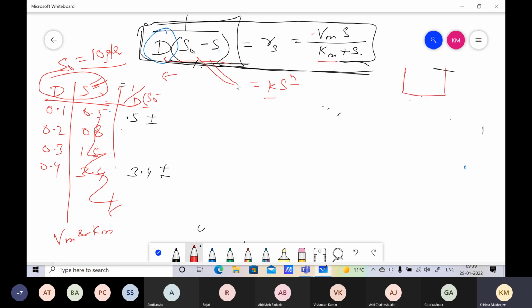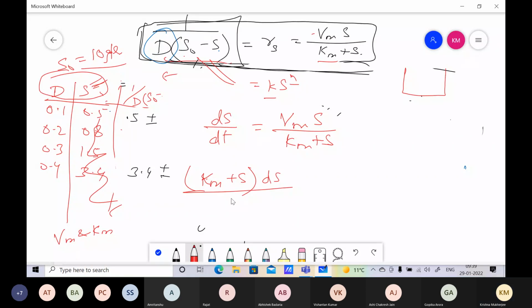The advantage with the CSTR model equations is that these are algebraic equations and easily amenable. For example, in the batch reactor, dS by dt is equal to Vmax S upon Km plus S. This is easy enough to handle. Km plus S, dS upon S, is good enough, right? It is equal to Vmax T.